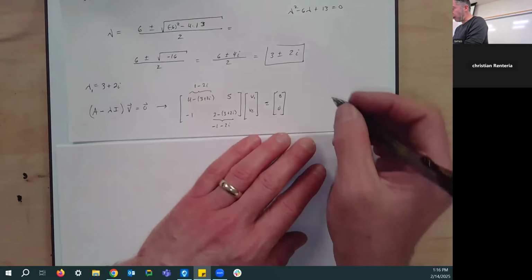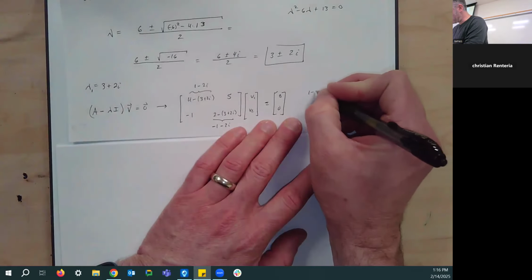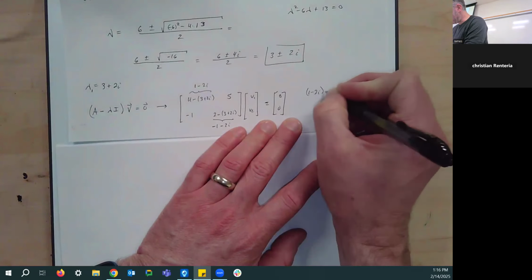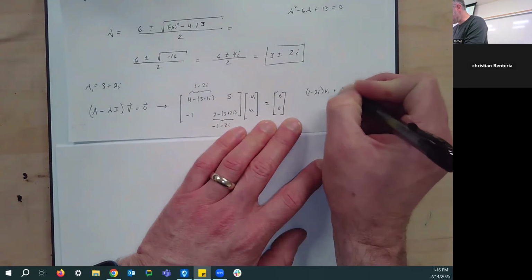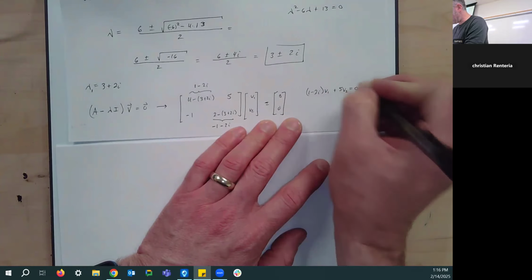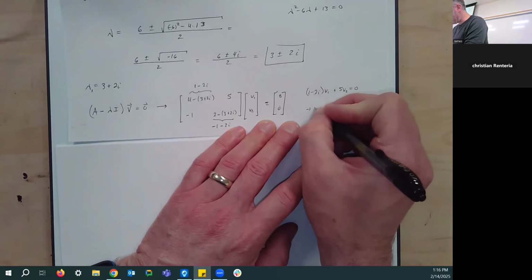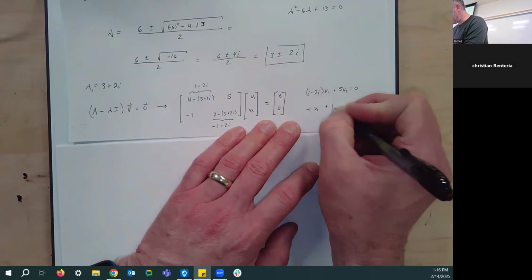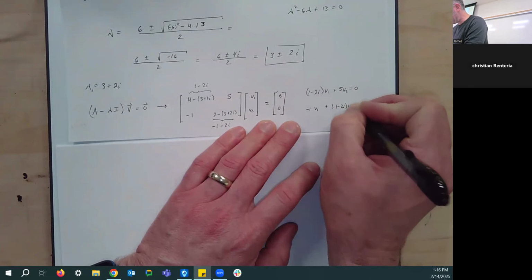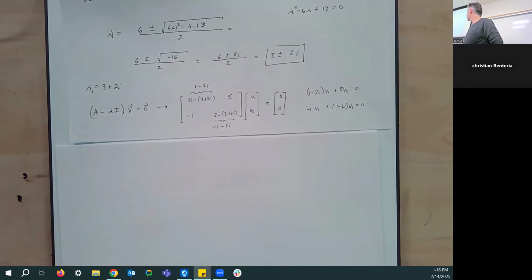Sorry, our equations are either (1 minus 2i) times v1 plus 5 times v2 equal to 0, or negative 1 times v1 plus (negative 1 minus 2i) times v2 equal to 0. And both of those equations are going to give us the same relationship. Let's look at the first one, because I feel like the first one looks less messy.